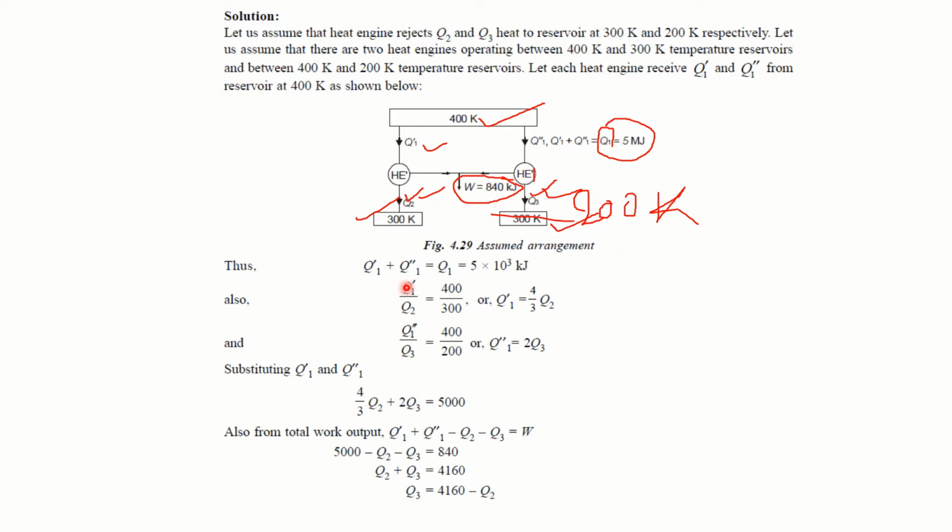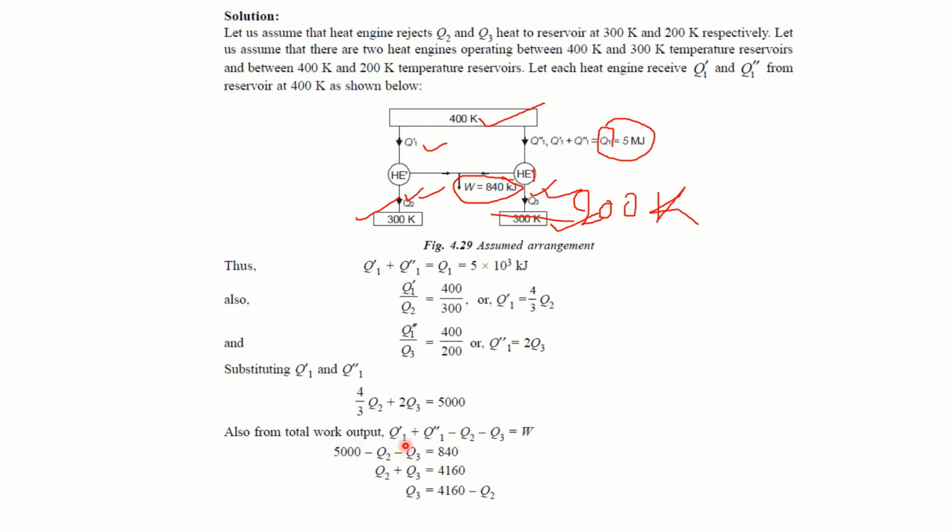From the absolute thermodynamic temperature scale, Q1 dash by Q2 is equal to T1 dash by T2. T1 is 400K, T2 is 300K. From this I can write Q1 dash is equal to 4/3 Q2. Similarly, Q1 double dash by Q3 is 400 by 200 as I mentioned. Then I can write this. So you go back, substitute for Q1 dash here, substitute for Q1 double dash over here, then this equation will be like this. Of course, it is in kilojoules.